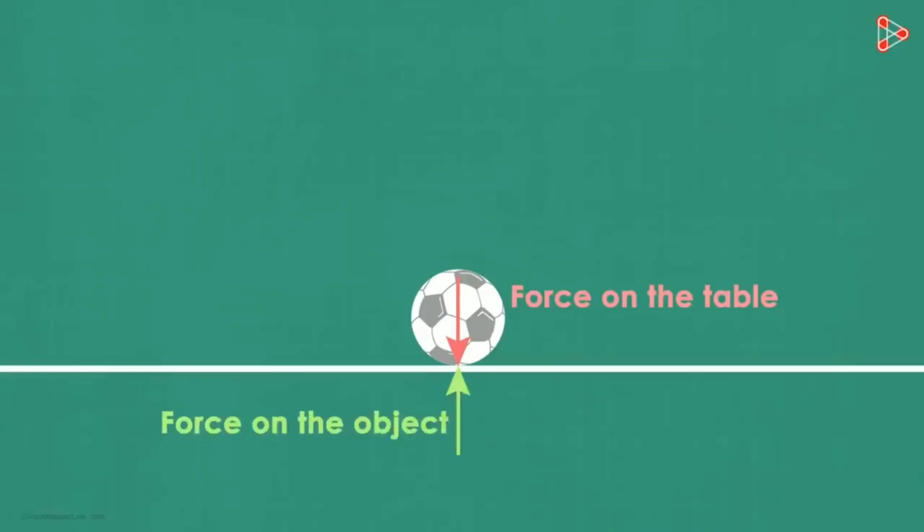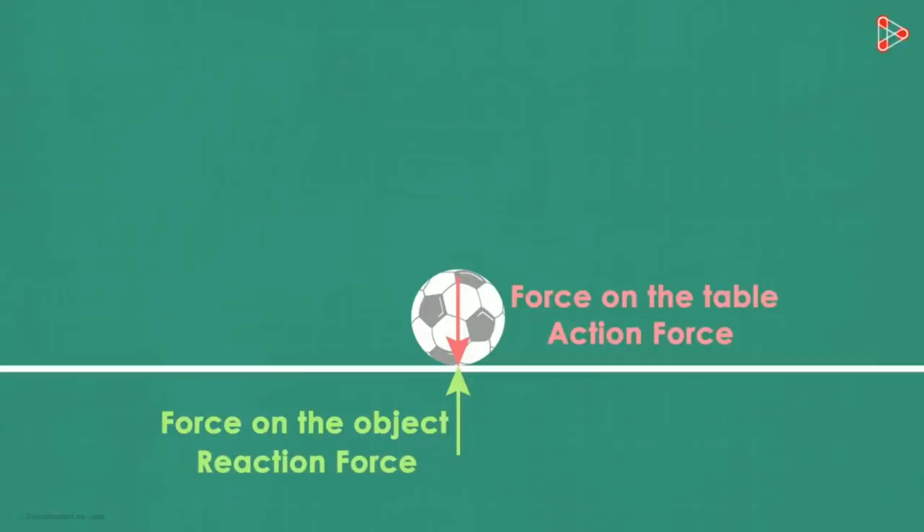There are two forces that result from this interaction. The magnitudes of the two forces are the same, but the directions are opposite. These forces are called action and reaction forces. The force exerted by the object on the table was an action force, and the force exerted by the table on the object is the reaction force.